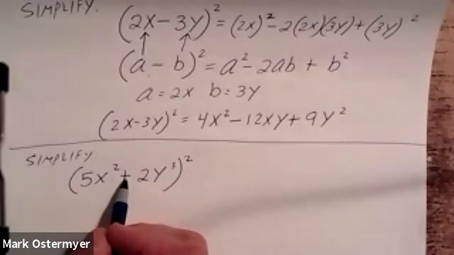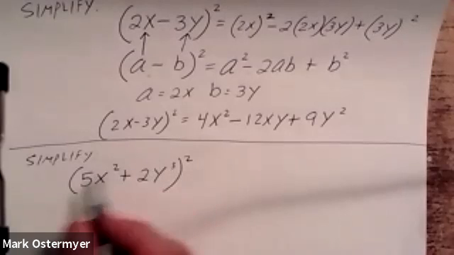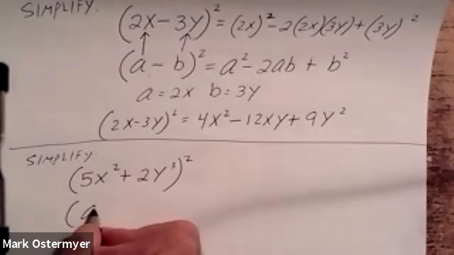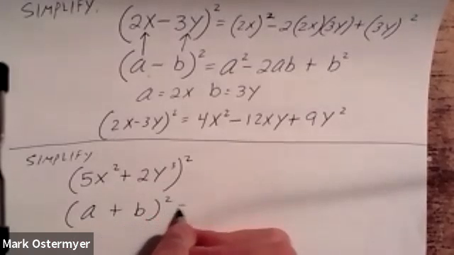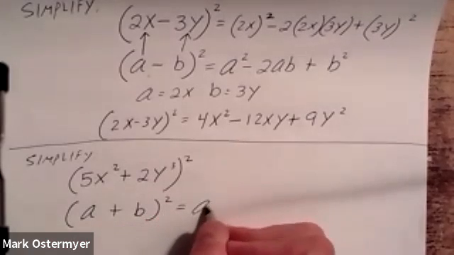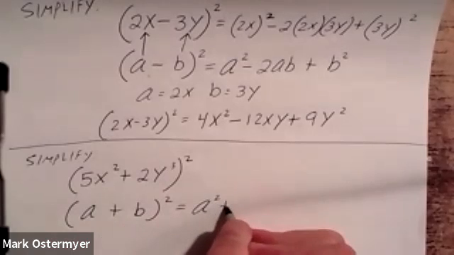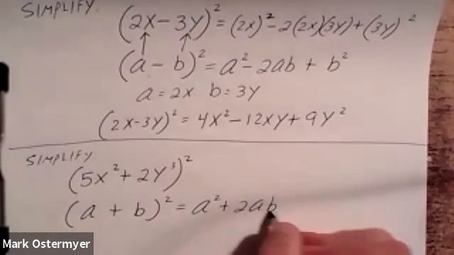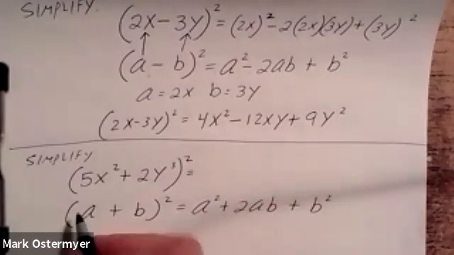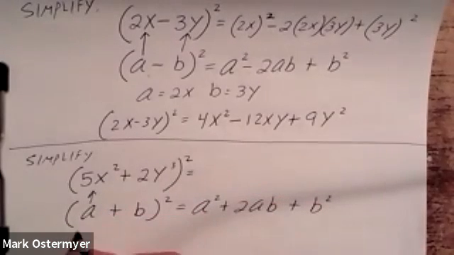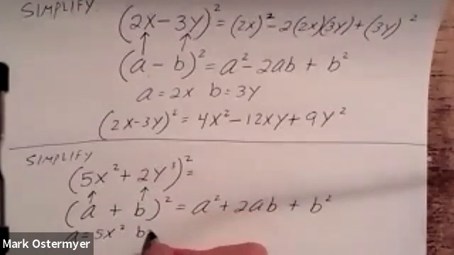So notice we have the sum of 2 terms of a binomial that's being squared. Therefore, we're going to tap into this particular pattern here, which if we have this memorized would be a squared plus 2 times a times b plus b squared. Notice our A is 5x squared, and our B term is 2y cubed.